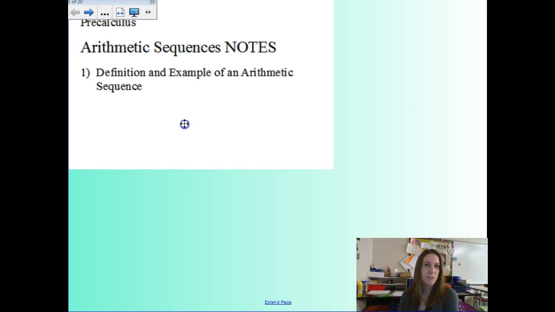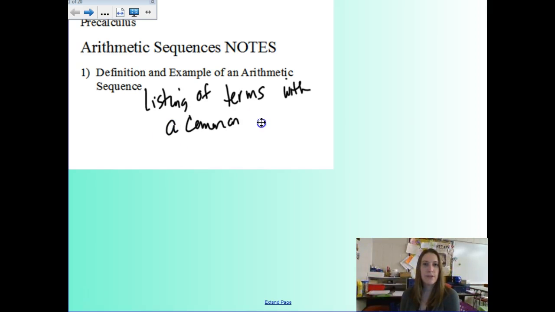If you are looking at an arithmetic sequence of numbers, it's basically, can you sense the pattern in the numbers? I'm sure there's a really formal definition in your book, but the way I describe it is it's a listing of terms, numerical terms typically, with a common difference. That's not legible, I apologize. Difference. So as an example, if you start with the number 5 and then you keep adding 10 each time: 5, 15, 25, 35.